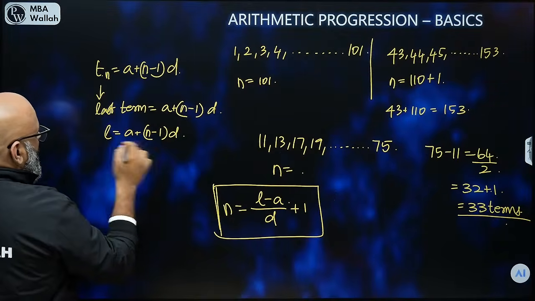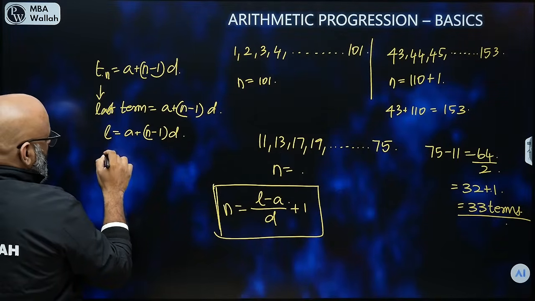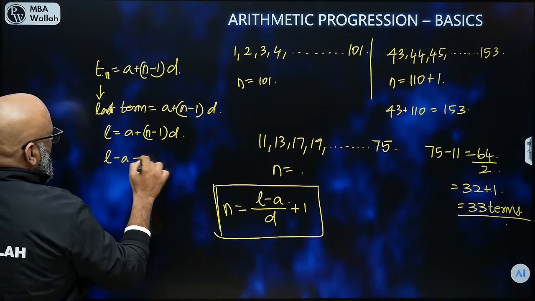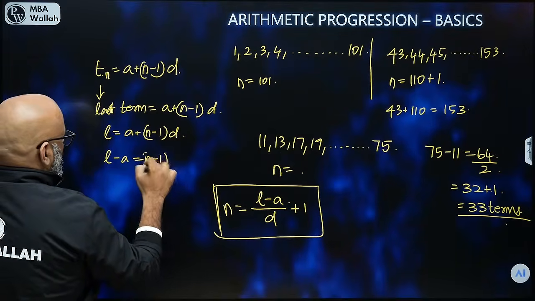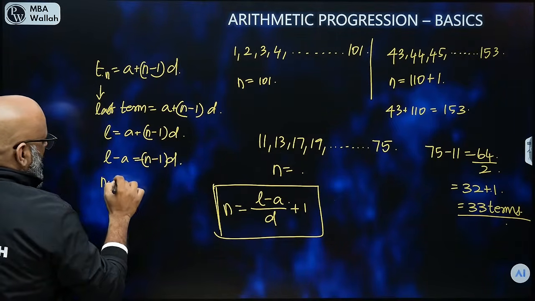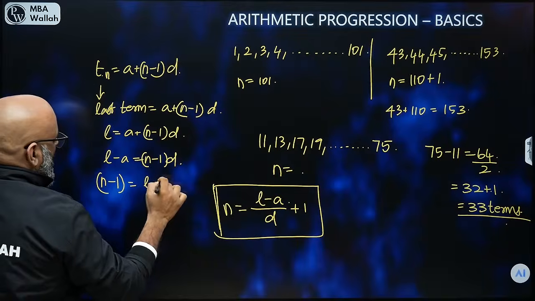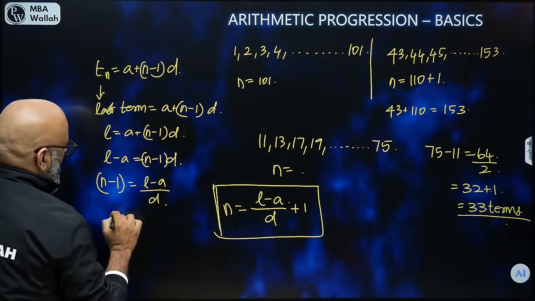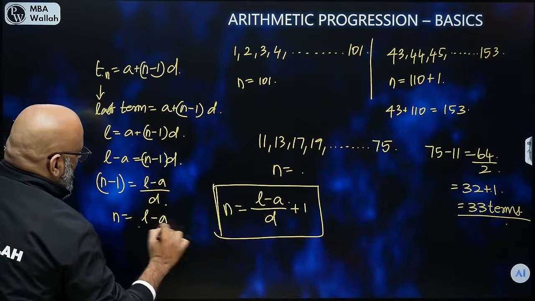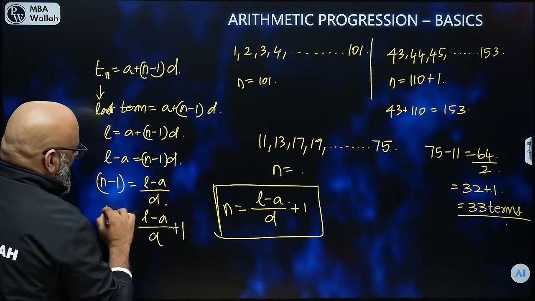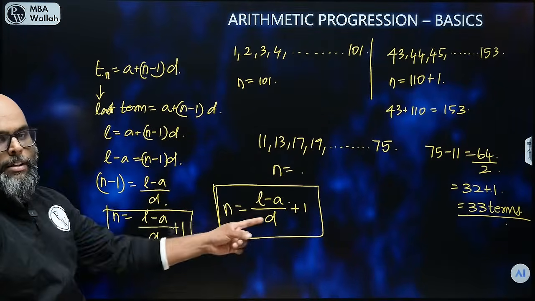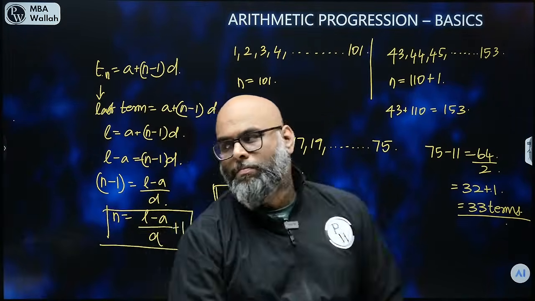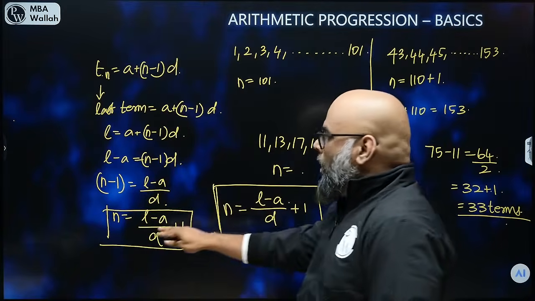So you will have L minus A is equal to (n minus 1) into D. N minus 1 is equal to (L minus A) by D. N is equal to (L minus A) by D plus 1. Bingo, you have the same formula on both sides. That's how the formula was derived.